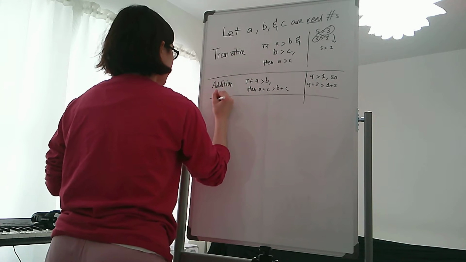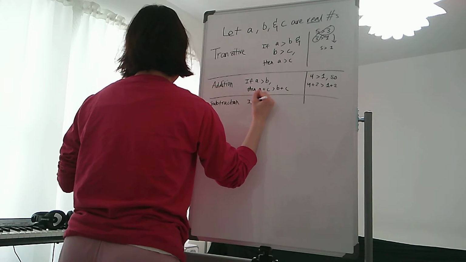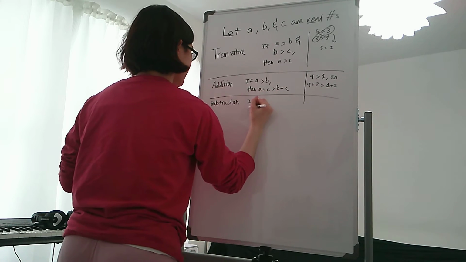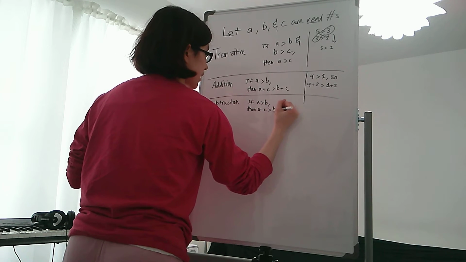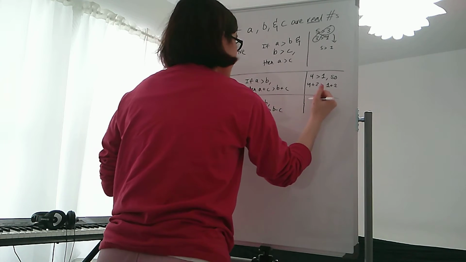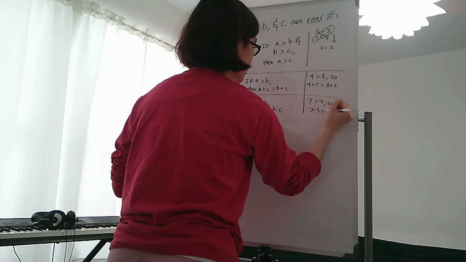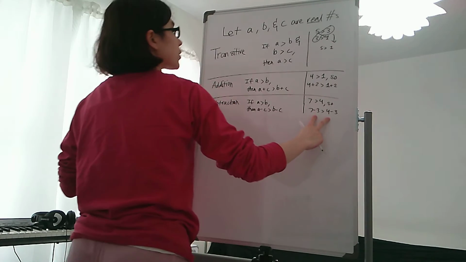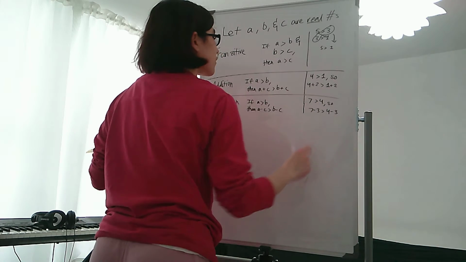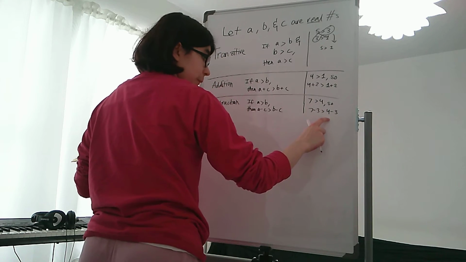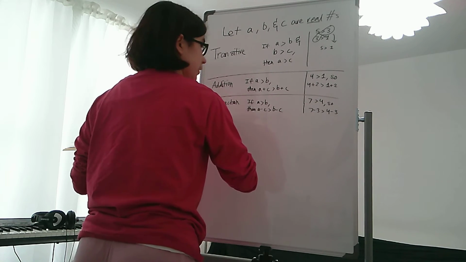Okay, next one, subtraction. So this works in a very similar way. It states that if A is greater than B, then A minus C is going to be greater than B minus C. So let's look at an example. 7 is greater than 4, so 7 minus 3 is going to be greater than 4 minus 3, because again, you are doing the same kind of operation to both sides of the inequality, but that doesn't change the fact that this number, 7, is bigger than 4. Therefore, your difference is going to be bigger when it involves the bigger number.